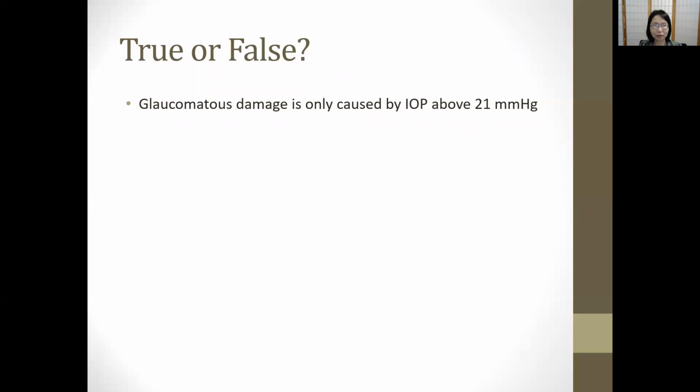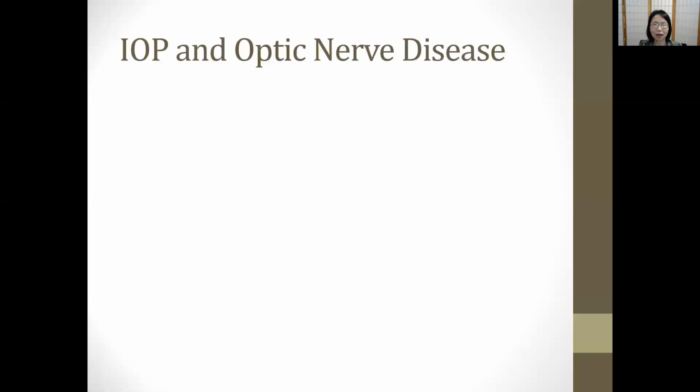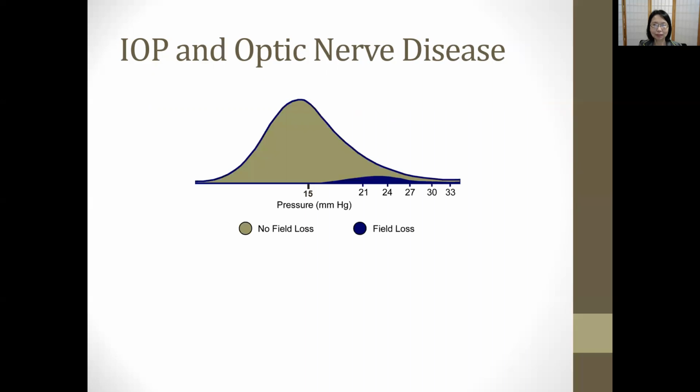So moving on to this question, true or false: glaucomatous damage is only caused by IOP above 21 millimeters of mercury? And the answer is, this is incorrect. And the reason is that there are multiple mechanisms of glaucoma. As you can see here in this diagram, this plots IOP over here and the population distribution here.